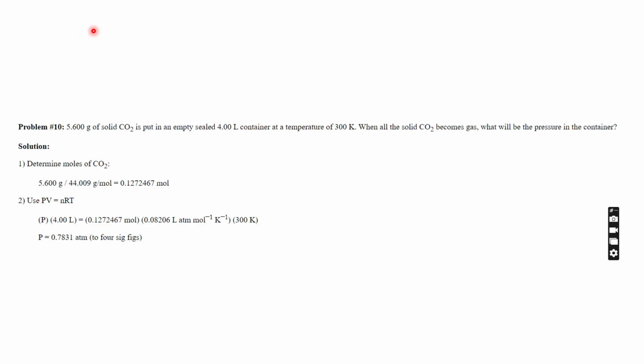Now see this problem. 5.6 gram of solid carbon dioxide is put in an empty sealed 4.0 liter container at a temperature of 300 Kelvin. When all the solid CO2 becomes gas, what will be the pressure of the container? First, we have to find the moles of carbon dioxide, given mass by molecular mass, and PV is equal to nRT. From there, we have to find the pressure of the carbon dioxide in gas form.